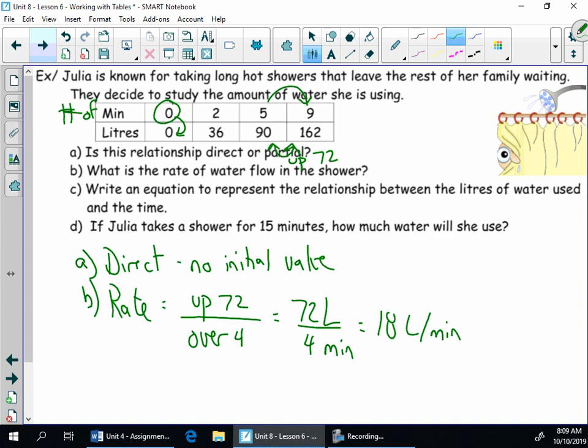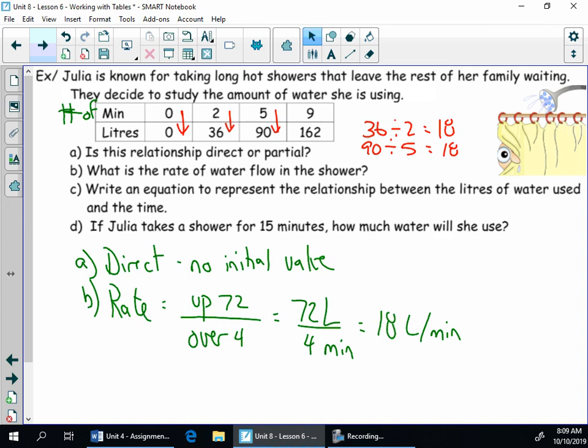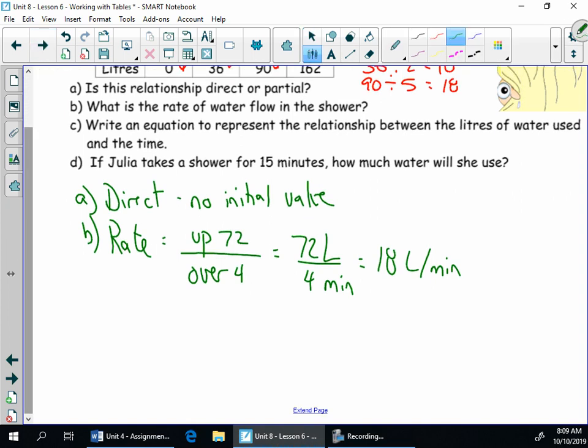But just to point out, because this is direct, we could have figured this out in a totally different way. If it's direct, everything is always a multiple. 2 times what makes 36? If I can't think of it, let's do the dividing trick. 18. How about 90 and 5? Turns out to be 18. They have to be just a direct multiple of each other if the relationship's direct. As I said, sometimes it's hard to just look at it and see, so if I use my triangle trick, it works too. Right, write an equation, that's our standard thing.